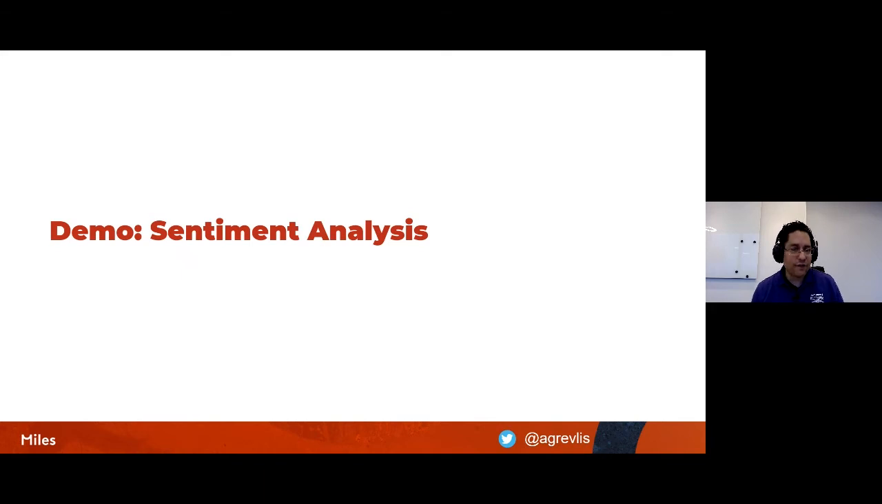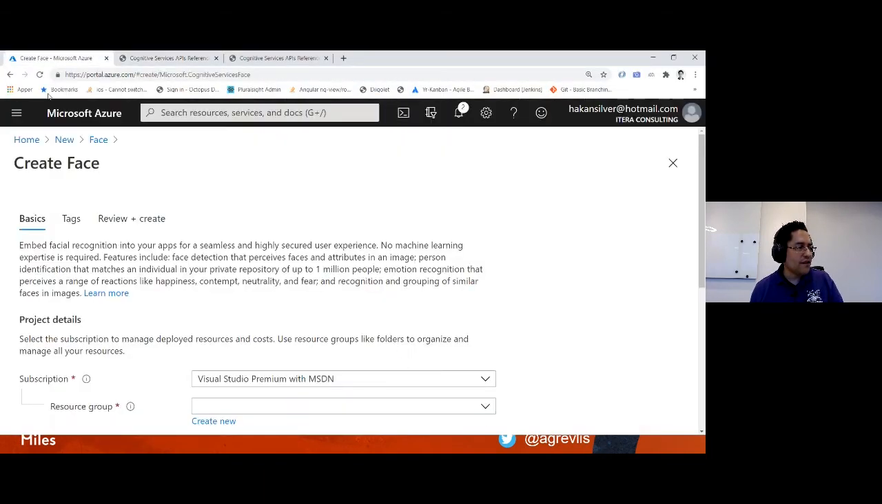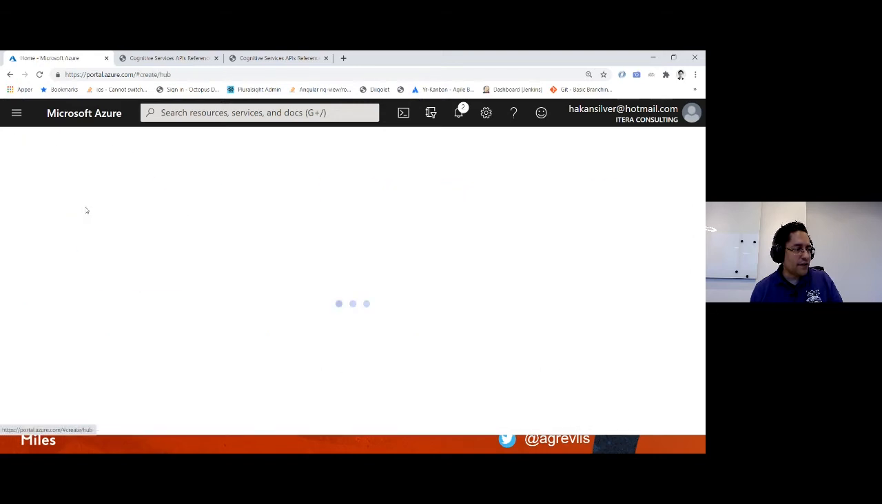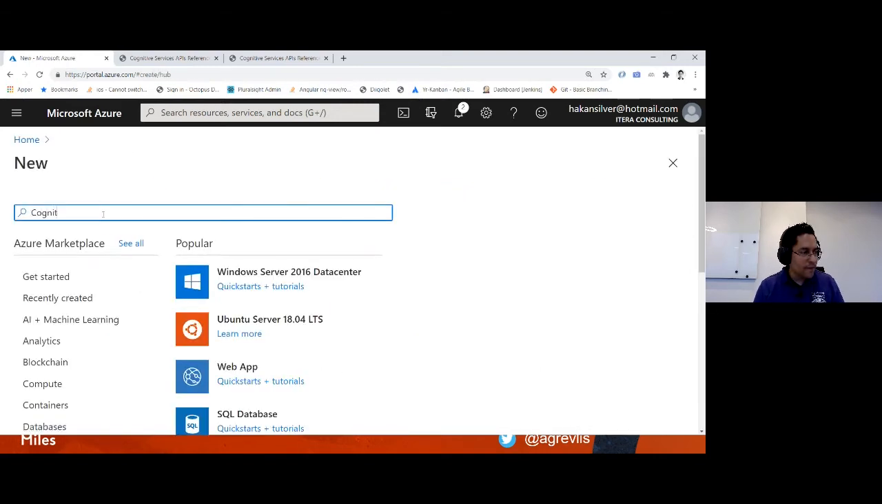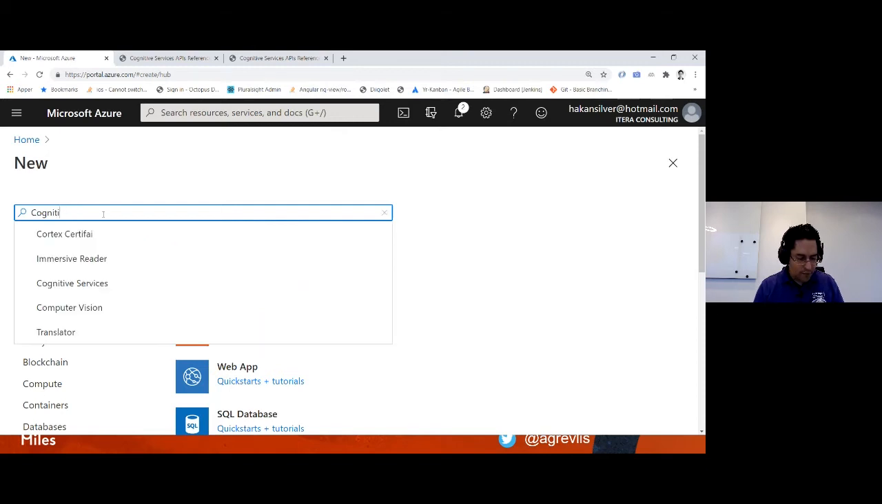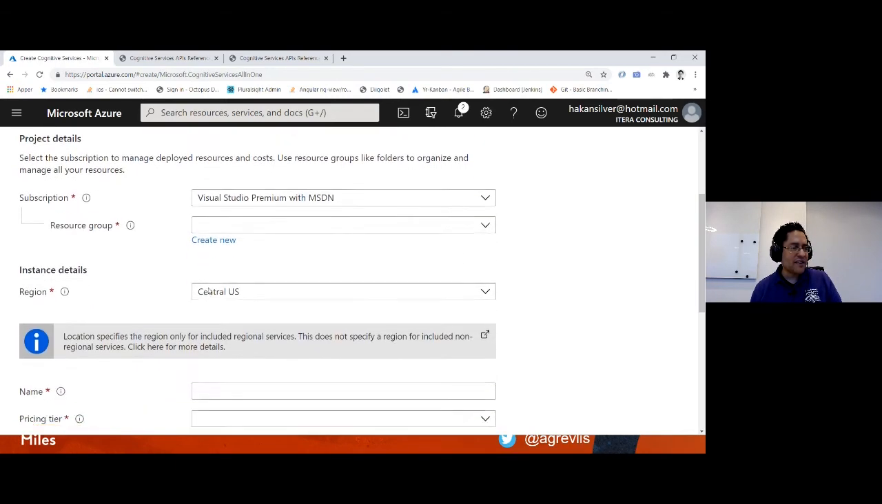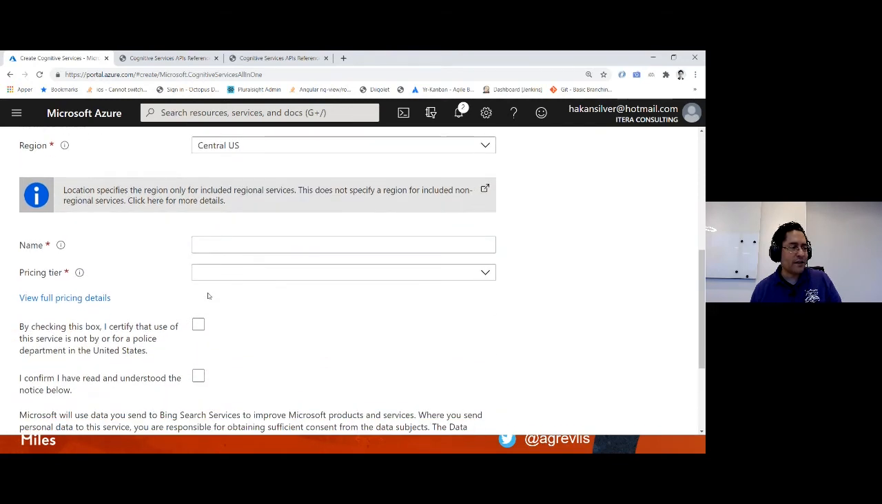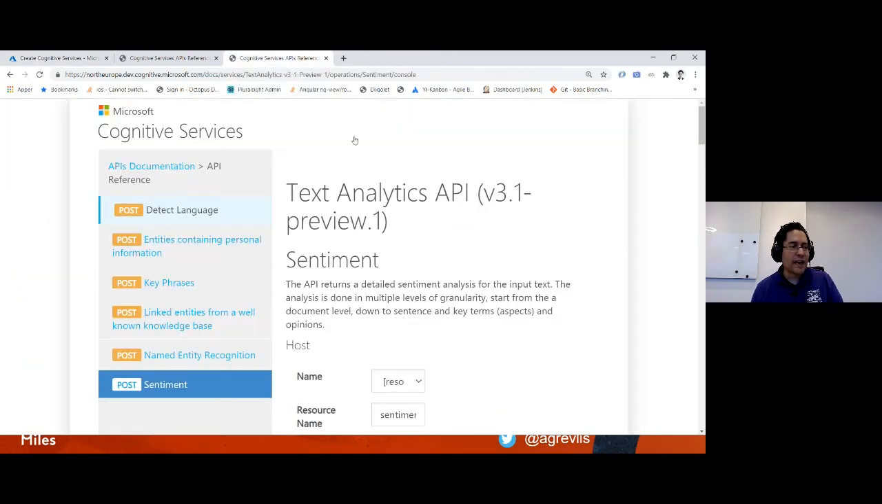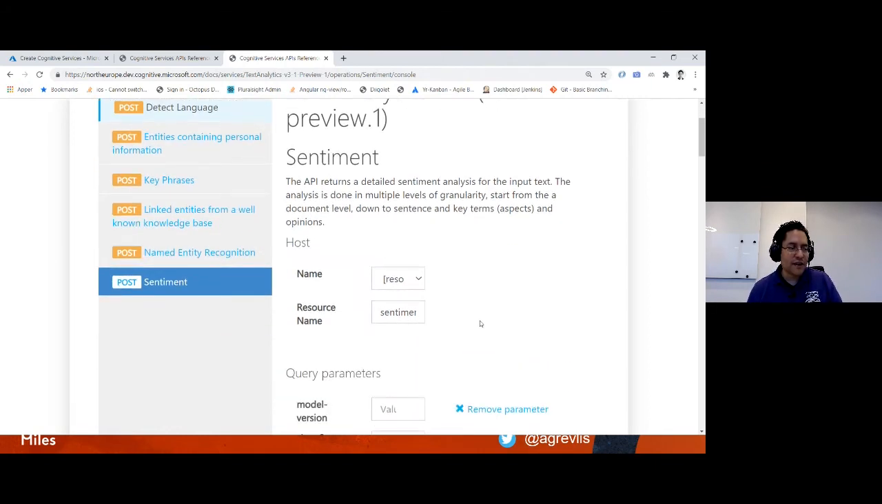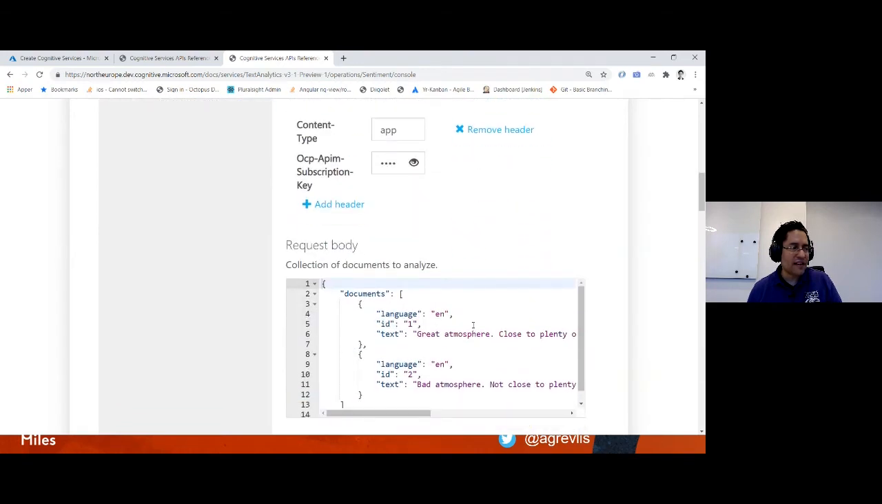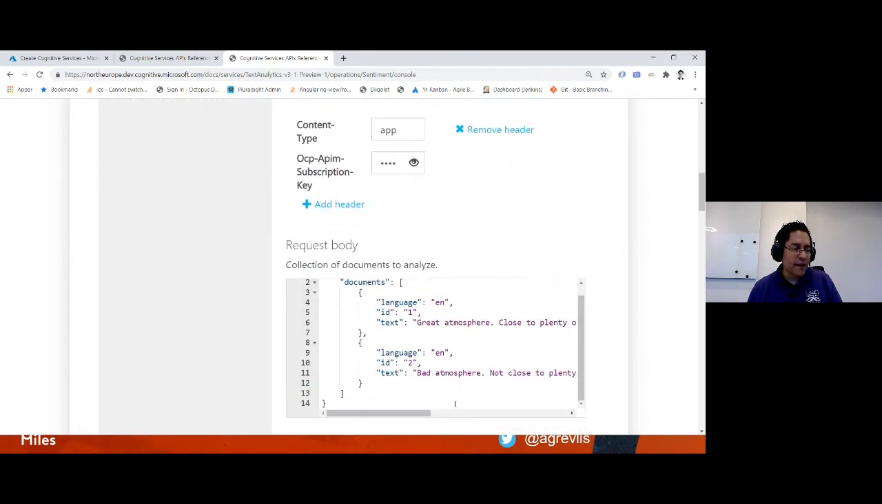So let's switch back to the Azure portal, and then we can create a new resource. We can create a new cognitive services resource. Again, we just decide the resource group, the region, the name, and the pricing tier. Then we also have a text analytics console that we can use. We define the resource name and the subscription key. And over here we have two reviews for a restaurant.